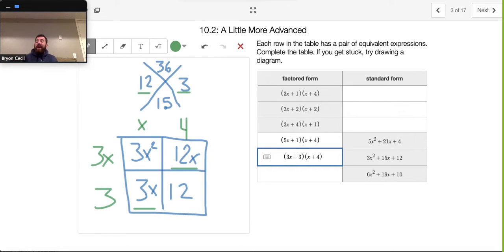Now, by the way, depending upon how you started pulling those out, you could have gotten x plus 1 and 3x, I'm sorry, 3x plus 12. That's another one that you could have gotten.